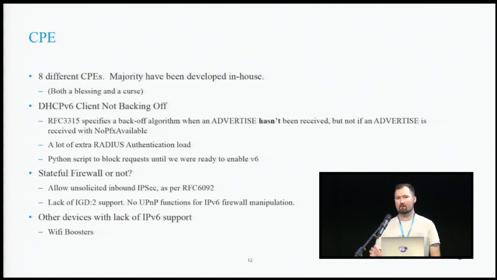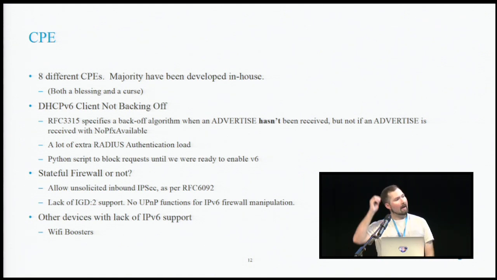We had eight different kinds of CPEs, the majority of which were developed in-house, which is both a blessing and a curse. I say that because I don't think we'd have quite as many potential issues if we'd gone straight off-the-shelf CPE, but then we may not have had the same firmware, features available, or the ability to fix any issues that potentially could have arisen, as we did in-house.